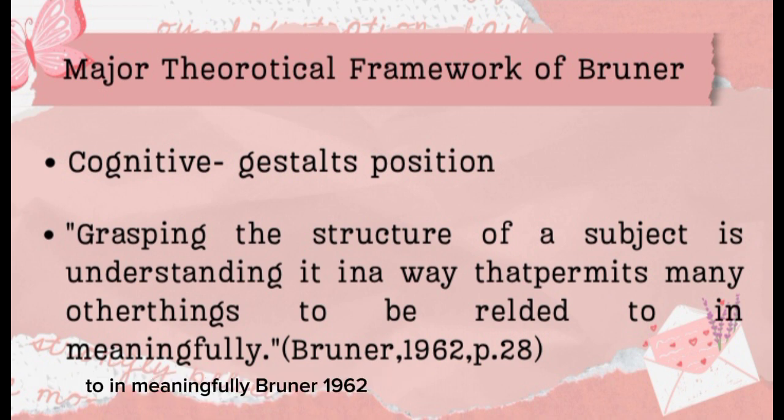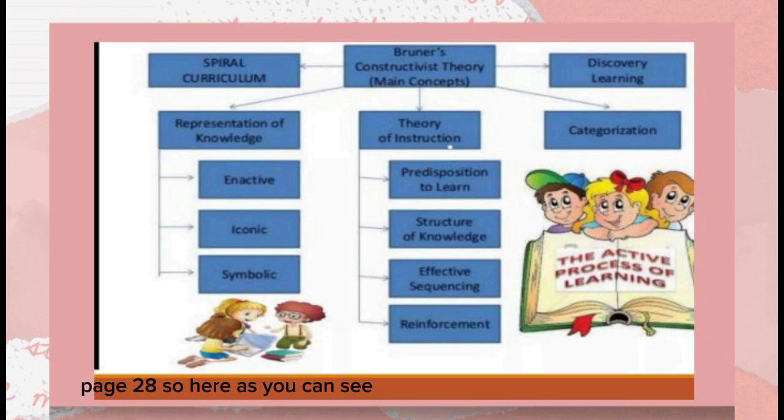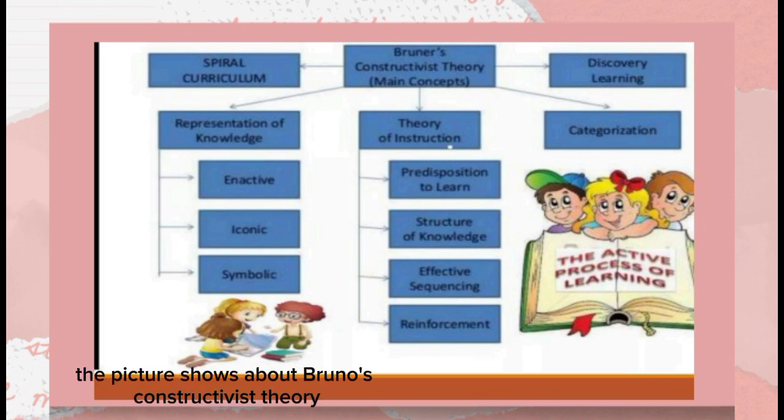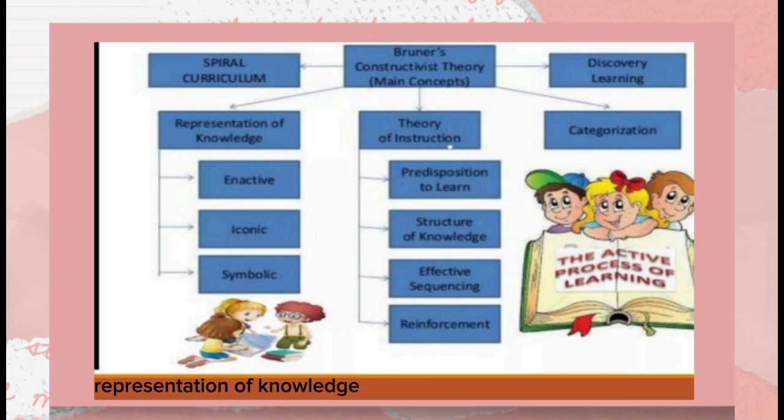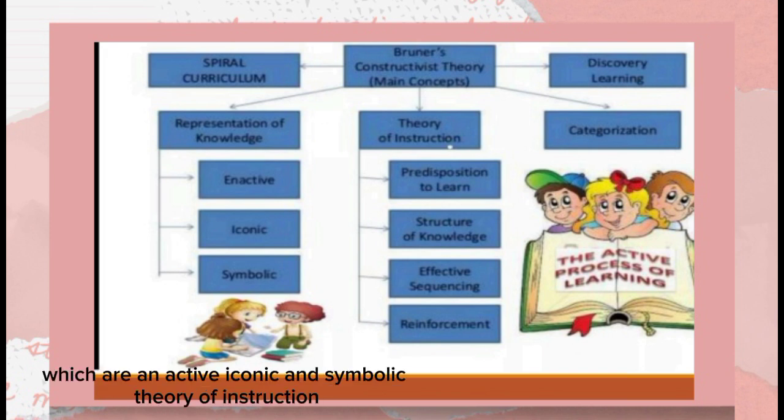Bruner, 1962, page 28. So here, as you can see, the picture shows the spiral curriculum, the representation of knowledge, which are enactive, iconic, and symbolic. The theory of instruction includes the predisposition to learn, structure of knowledge, effective sequencing and reinforcement, discovery learning, and categorization.